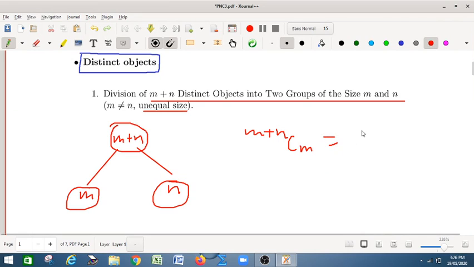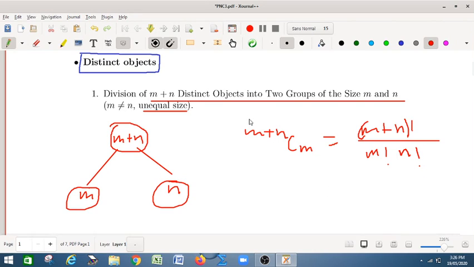So the number of ways is factorial m plus n divided by factorial m into factorial n minus r, that is m plus n minus m, that is factorial n. So this is the result of division of m plus n distinct objects into two groups of unequal size. One has m objects, one has n objects.